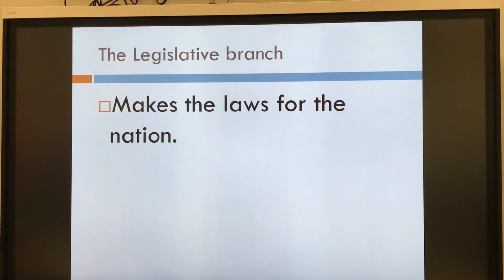Every branch does something in relation to the law. And we'll learn what the executive branch does and the judicial branch does later. But the legislative branch's main job is to make our country's laws.